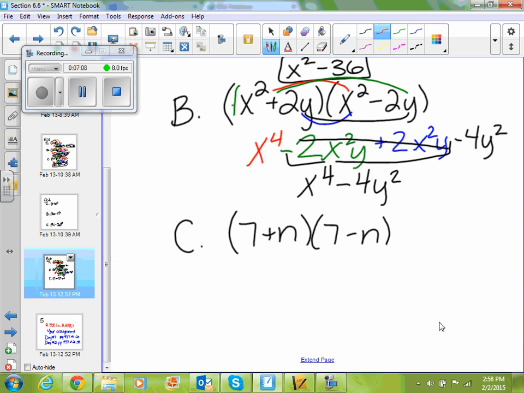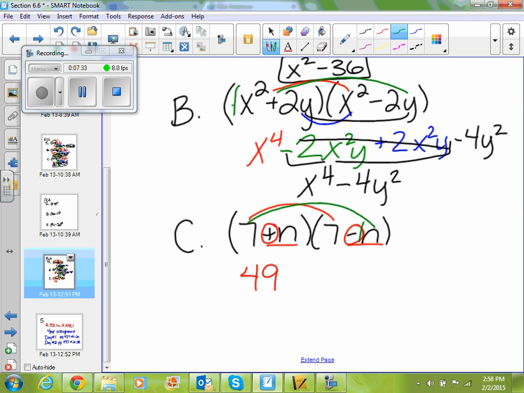Okay, so 7 plus n times 7 minus n. We know it's the difference of two squares because we have this plus n, and then we have a minus n. They're two different symbols, okay? One's positive, one's negative. That's how you know it's the difference. So we're going to take first times first. So 7 times 7 is 49.